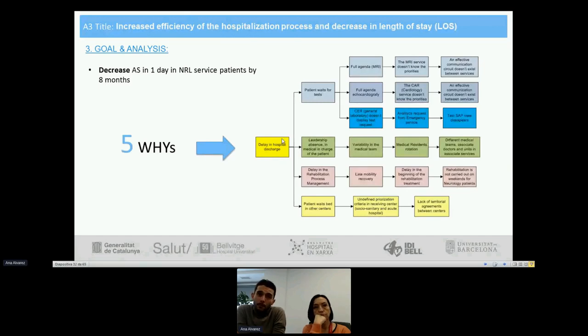The main problem is the delayed hospitalization, divided into 4 problems with different root causes. For example, I think that the most important root causes that we have are communication problems or the absence of a communication circuit, a problem with the SAP system, and the schedule of the rehabilitation unit.